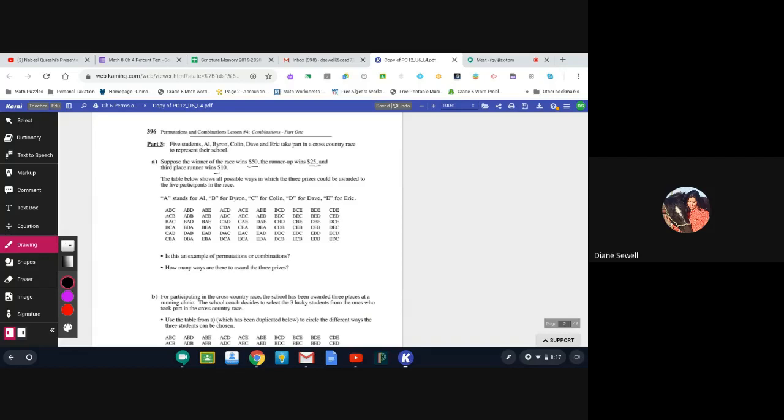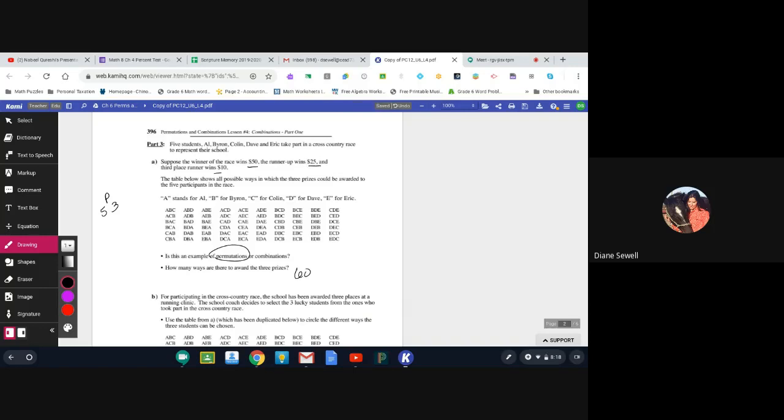Right? So we have all the different ways that the prizes could be awarded. This is 5P3. We have 5 people and we're arranging 3 of them. There's a lot. So this is an example of a permutation because the order matters. How many ways are there to award the 3 prizes? Well, that 5P3 thing is 60.